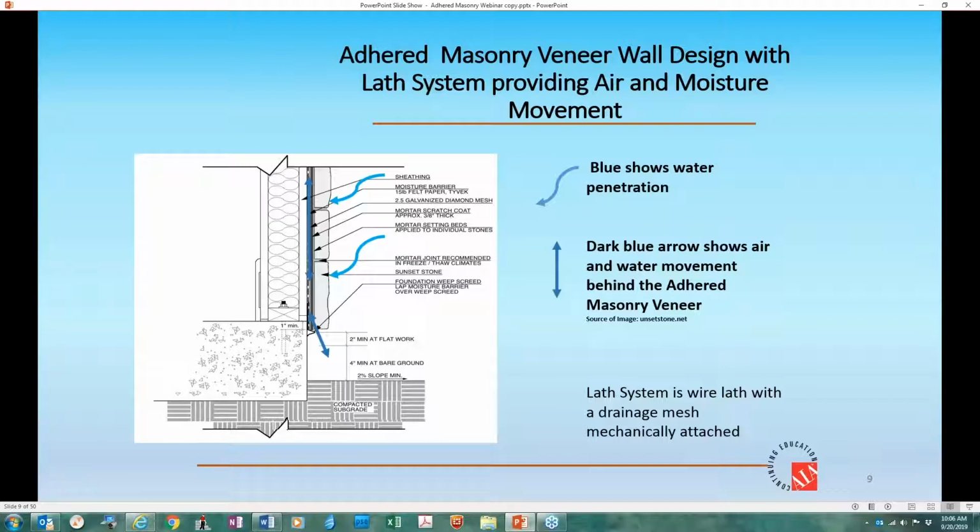If you were able to put something in place like a drainage mesh, you would then be able to increase the drying at a more rapid rate. But at this time, it's pretty slow.